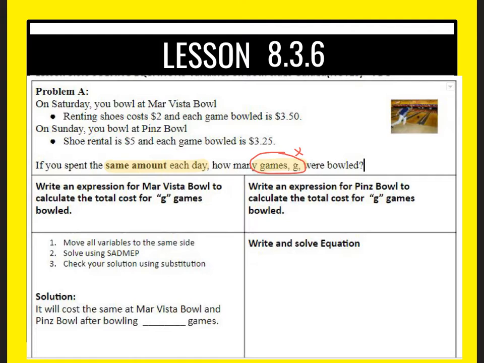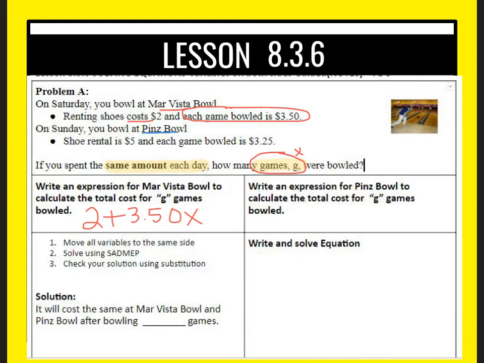Here I know at Mar Vista Bowl, it was $2 just for the shoes, but each game that was bowled was $3.50 each. So if I bowled one game, it was $3.50. If I bowled two games, it was another $3.50. So this tells me that at Mar Vista, it's a $2 flat rate for renting shoes, and then $3.50 per game, times x, or you could use the letter g. It doesn't matter, it's still our variable.